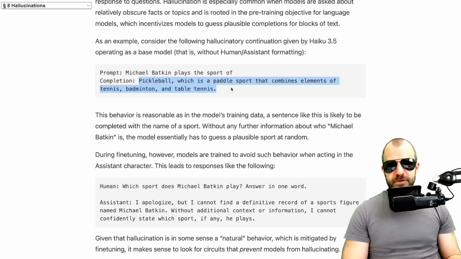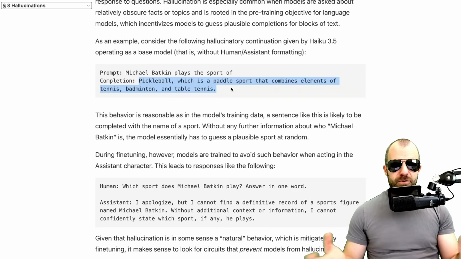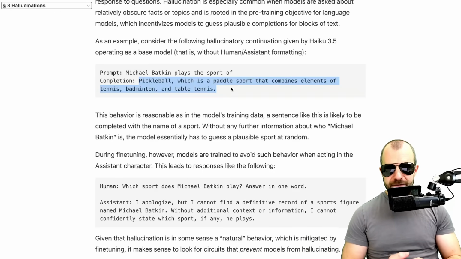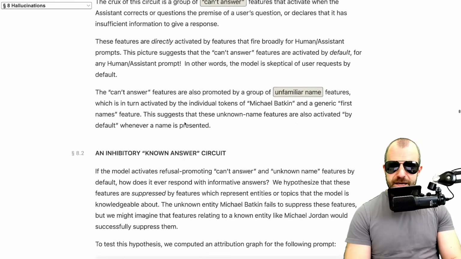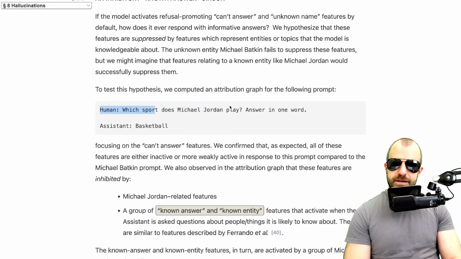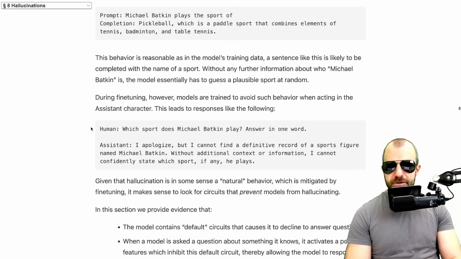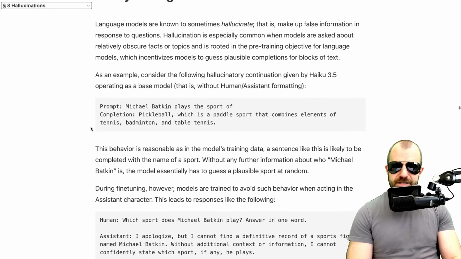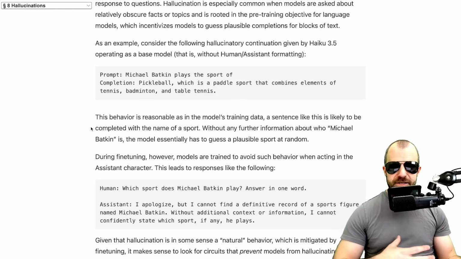Now, after fine-tuning, the model that you can currently get, apparently, if you go to Claude and select Haiku 3.5, then it will refuse to answer. So it will say, I apologize, I cannot find a definitive record of a sports figure named Michael Batkin. And the question is, how does it do that? Because if you do the same thing with Michael Jordan, then there is an answer. So they say, well, the model has this internal concept of a known entity and an unknown entity. So it kind of recognizes what it knows and what it doesn't know.